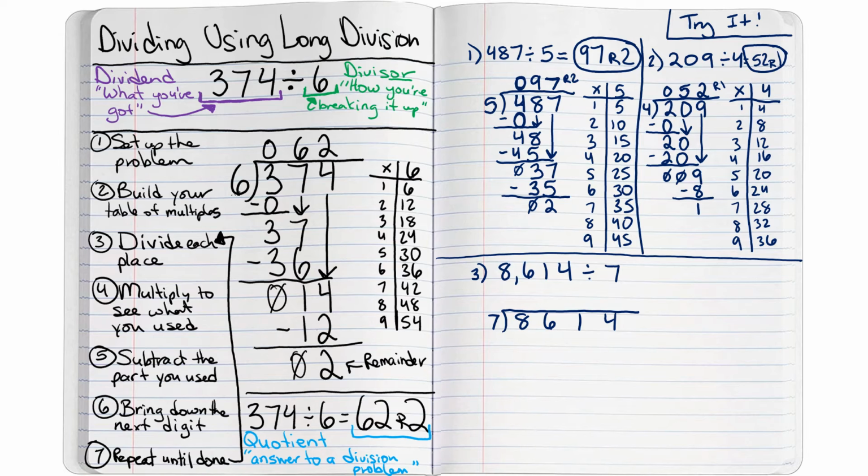Since this problem is longer, I think it's going to need more space. So I'm going to come out here and build my table of multiples times 7. 1, 2, 3, 4, 5, 6, 7, 8, 9: 7, 14, 21, 28, 35, 42, 49, 56, 63. All right, I've got my table of 7s built.